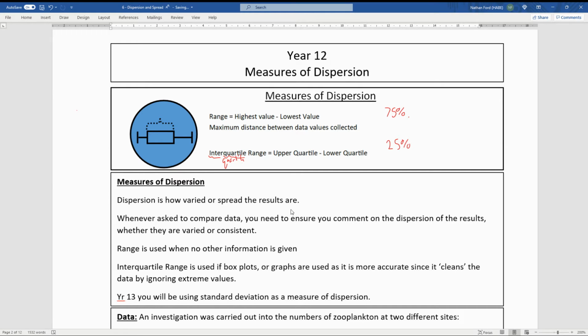In year 13 and towards the end of year 12, you'll be looking at standard deviation. So standard deviation is going to be the other thing you'll be looking at today. Let's look at two different examples. The first one is calculating the range or interquartile range and comparing, and the next one will be commenting.